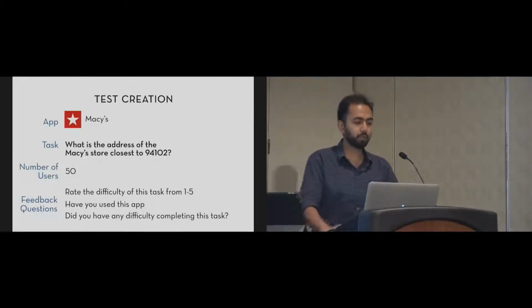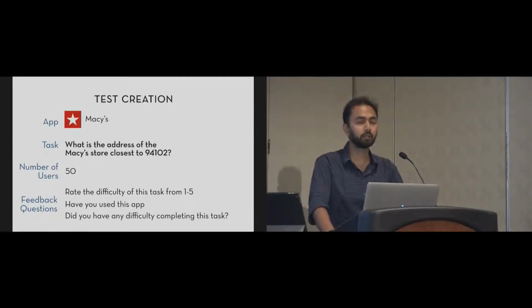So the first step is test creation. To create a test, a designer will upload an app through ZIPT's web interface. They also describe a task that they want users to perform on this app, and also the number of users. For example, to test the store locator feature on the Macy's app, they could ask users to find the address of the closest store to a given zip code.